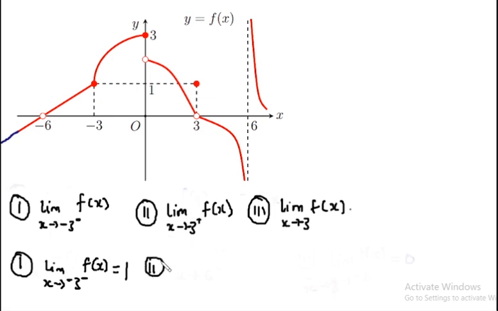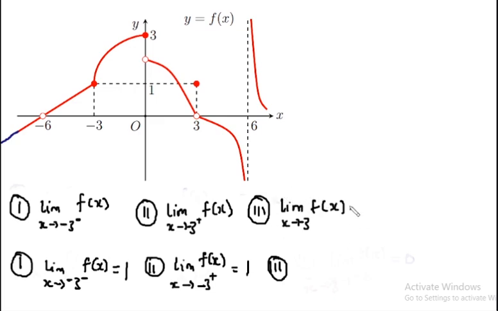So this is, if we follow the graph, as the value of x gets closer and closer to -3 from the right hand side, we have our y value approaching 1. So the limit as x approaches -3 on the positive side is equal to 1. For the last one, since we know that the left hand side limit is equal to the right hand side limit, this makes up our final limit.